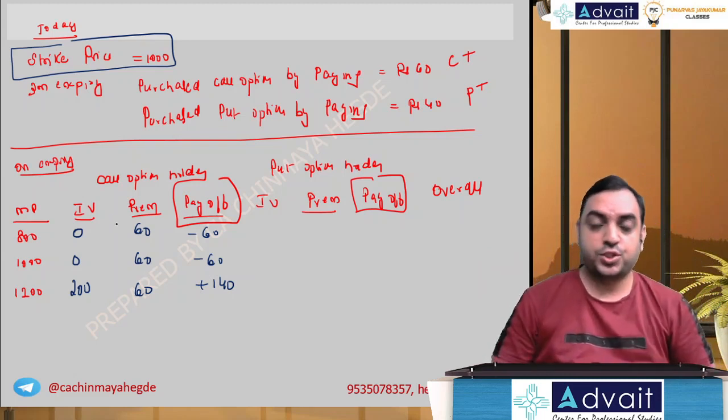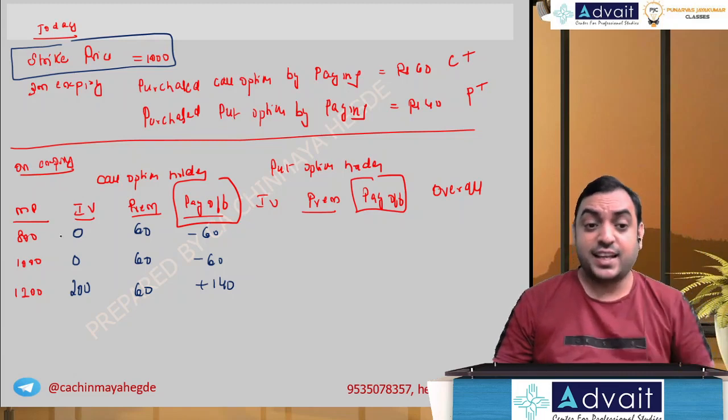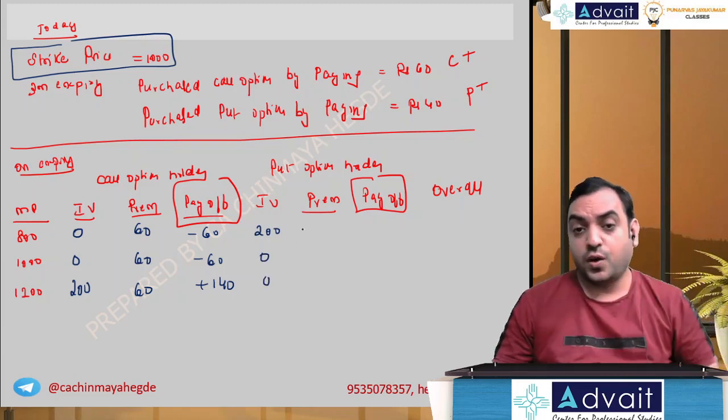Put option holder position. The put option is exercised when the market price is less: 1000 minus 800, that is 200. When the market price is more, the put option is not exercised, so this is 0.